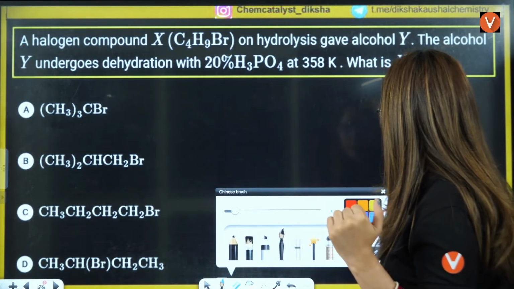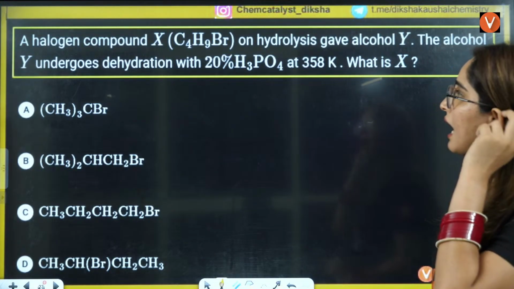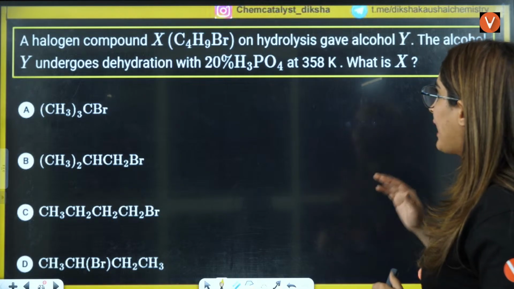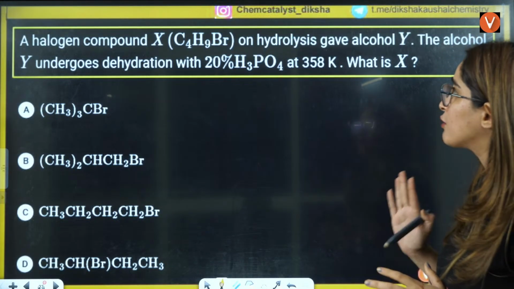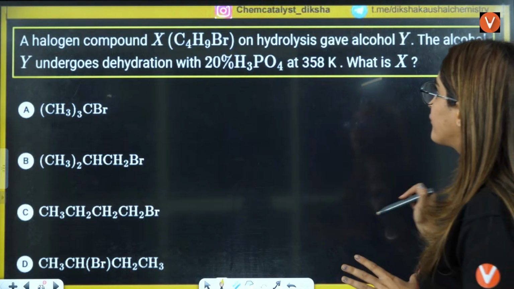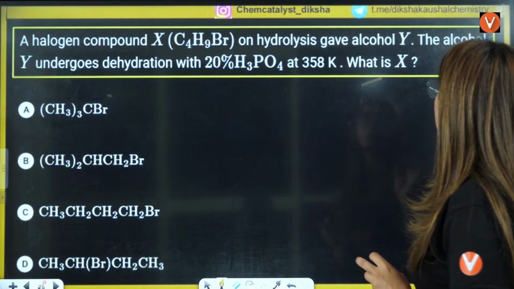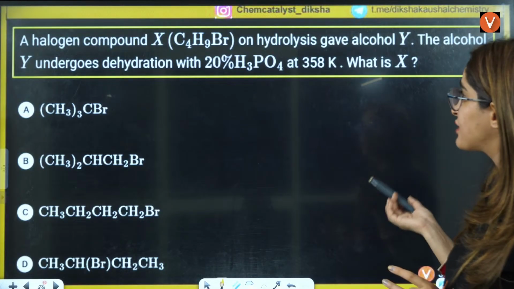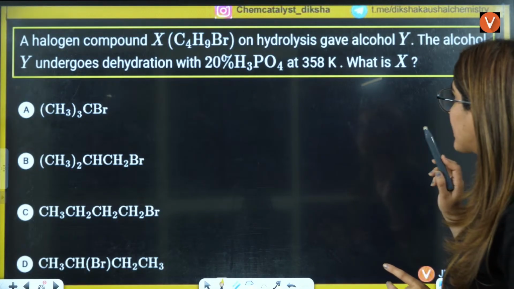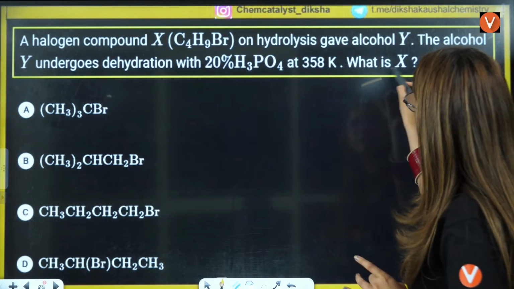Next question is, a halogen compound X on hydrolysis gave alcohol Y. So there is some halogen compound which on hydrolysis will give you alcohol Y. The alcohol undergoes dehydration with 20% H3PO4. What is the value of X?